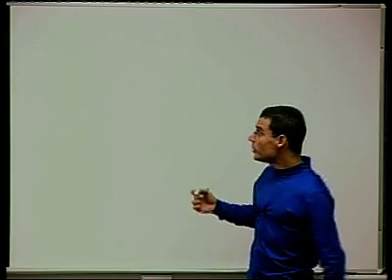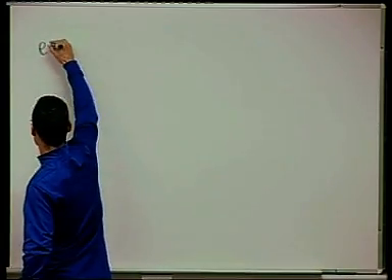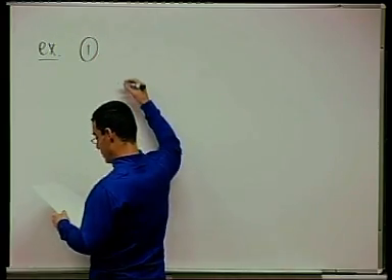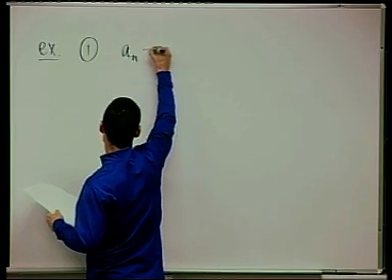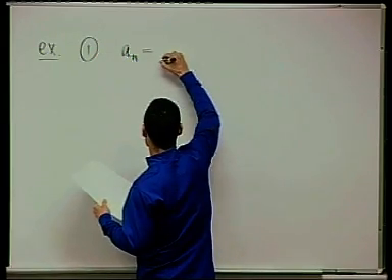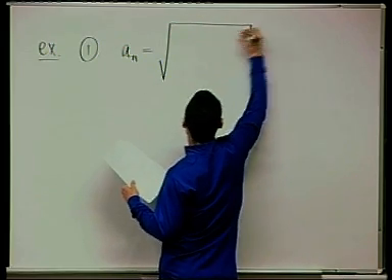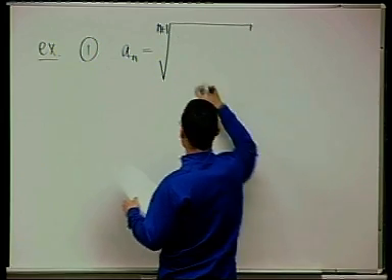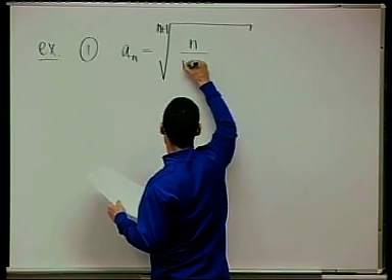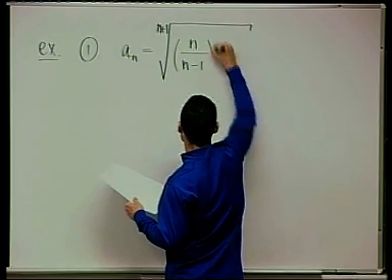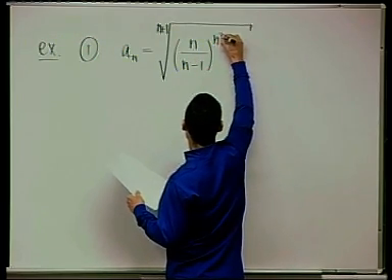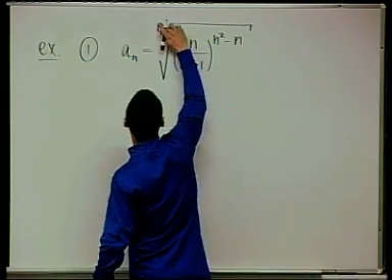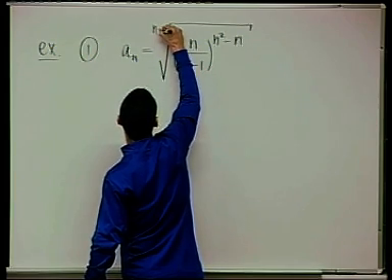Okay, so I want to do a couple of examples. Here's example 1. Suppose I want to find the limit of the sequence a_n equals the (n+1)-th root of n divided by n minus 1, to the power n squared minus n. Let's write this a bit more clearly.